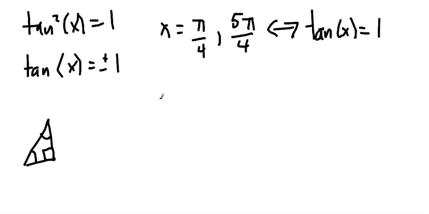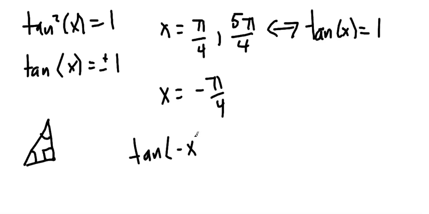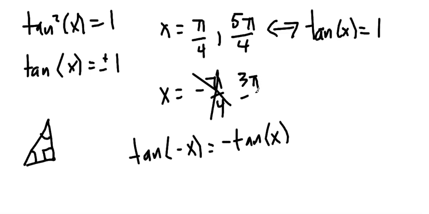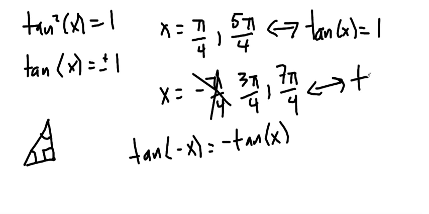When is tangent equal to negative 1? Well, I know that happens when x is equal to negative pi over 4, because tangent is an odd function. Tangent of minus x is equal to minus tangent of x. But I don't care about minus pi over 4 because that's outside of my interval. However, by using the period of pi, I can add pi to this expression and get 3 pi over 4. That's another place where tangent is equal to negative 1. And adding pi to this, I get 7 pi over 4. And this happens when tangent of x is equal to negative 1.